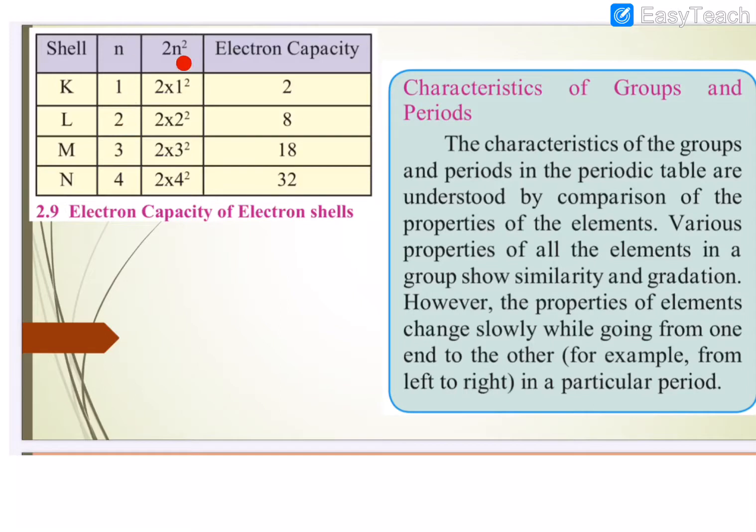The next, second shell is the L shell. The total number of electrons is found by substituting n equal to 2, so it is 2 into 2 squared, that is 8. The third shell is the M shell: n is 3, so 2 into 3 squared is 18. In the same way, for the N shell, n is equal to 4, so 2 into 4 squared is 32. So these are the electron capacities of each of the electron shells K, L, M, N.